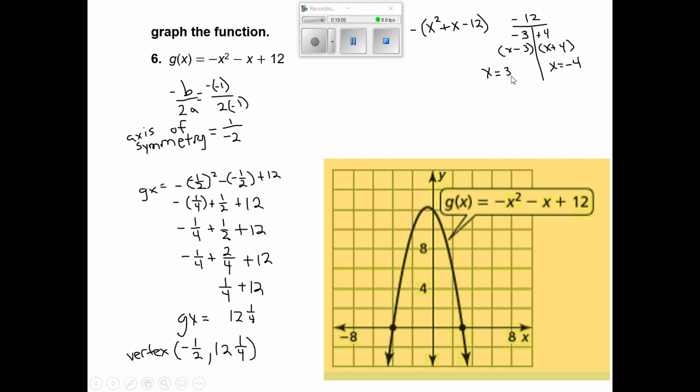And then I would solve them for x, putting them both to 0. Now that gives me x equals 3, and that's why we have 3 here for one x coordinate, and x equals -4. And that's why we have -4 for the other. All right, let's go to number 7.